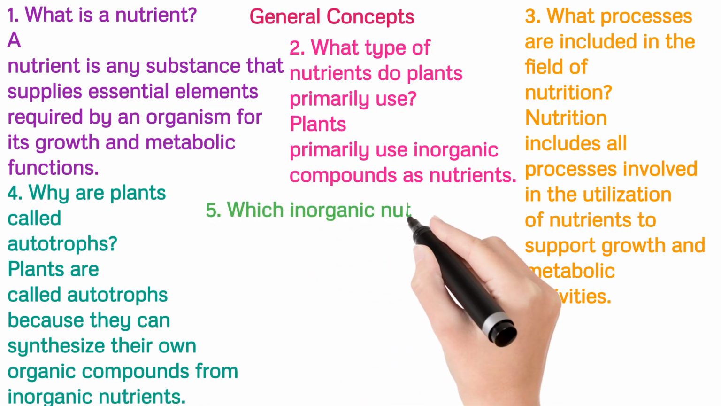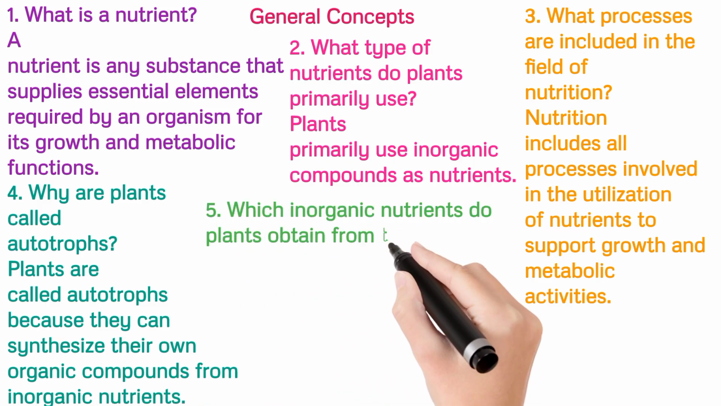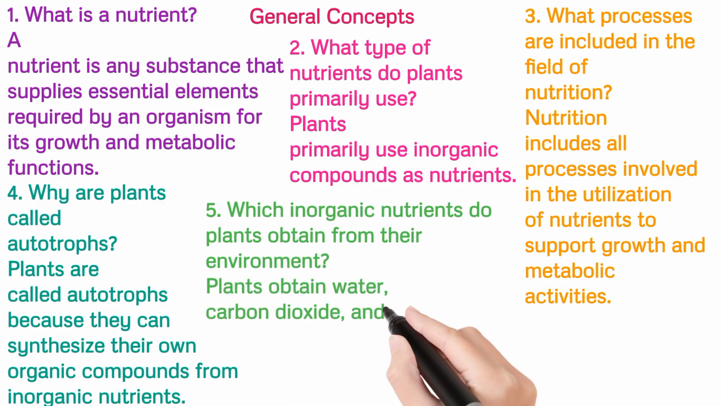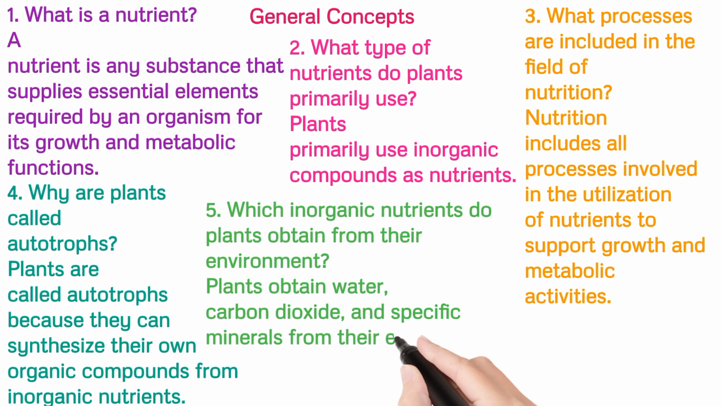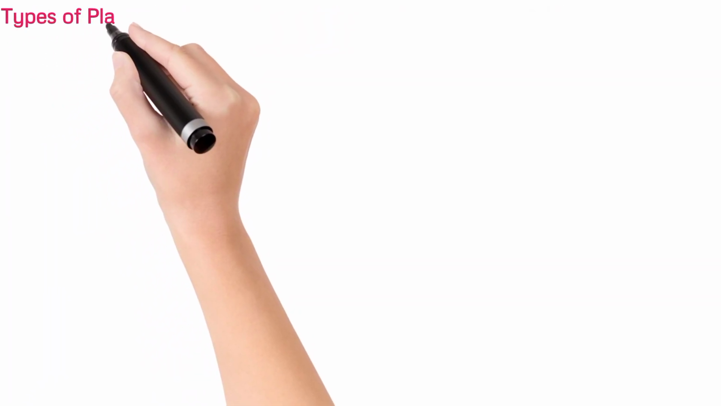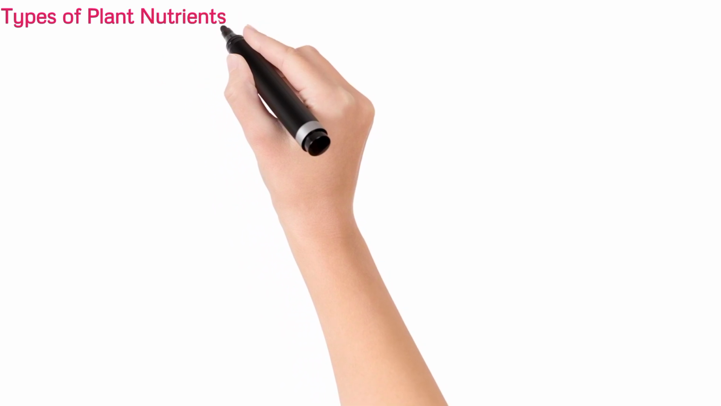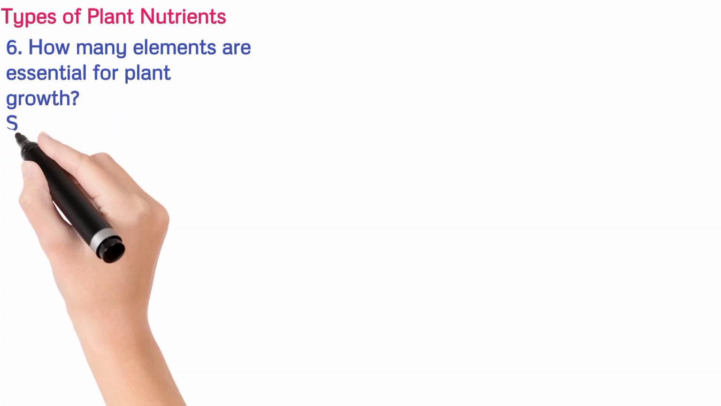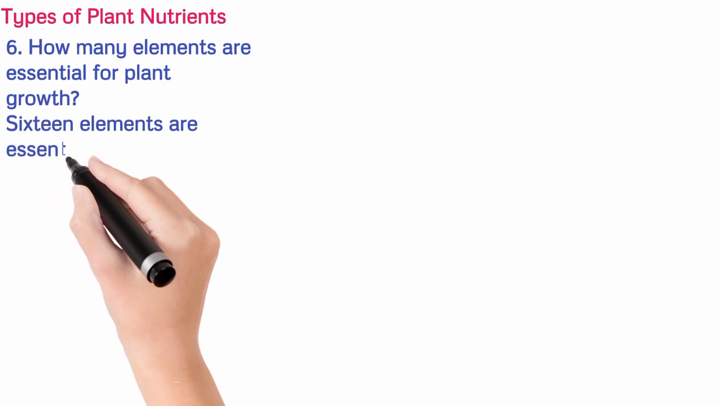5. Which inorganic nutrients do plants obtain from their environment? Plants obtain water, carbon dioxide, and specific minerals from their environment. Types of plant nutrients. 6. How many elements are essential for plant growth? 16 elements are essential for plant growth.